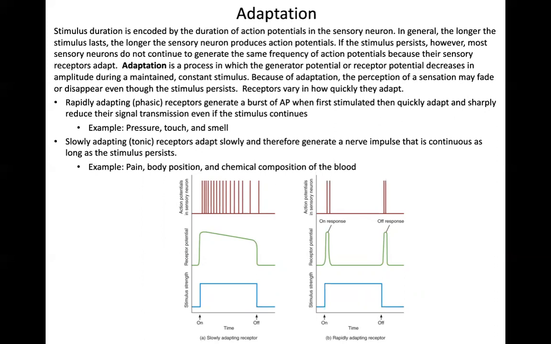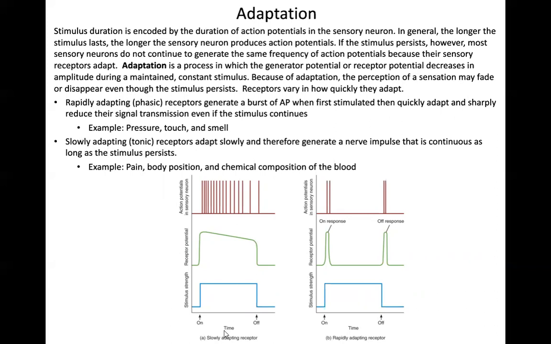That's why I had you hold the pen in your hand. You might have no longer felt it. And you could also just put something like a penny on your arm. You'll feel that penny and then eventually you won't feel it anymore even though it's still on your skin. Now, do all sensations and do all receptors undergo adaptation the same way? No. We can classify them as rapidly adapting or phasic, slowly adapting or tonic.